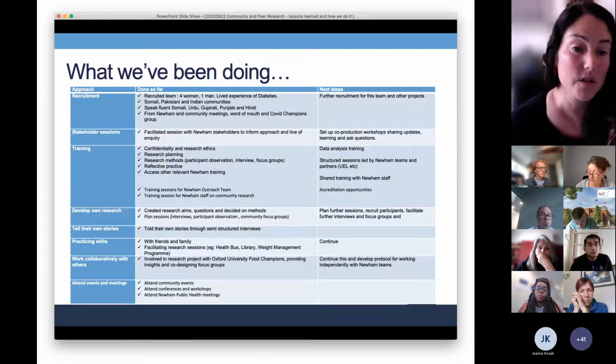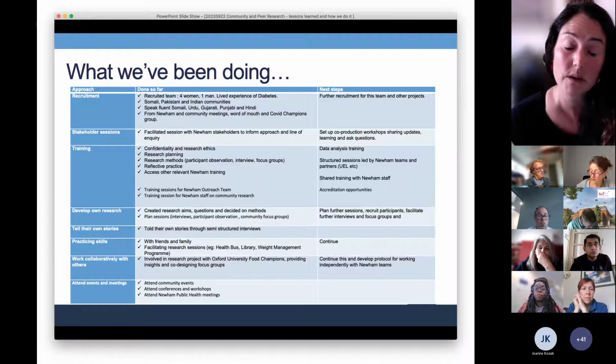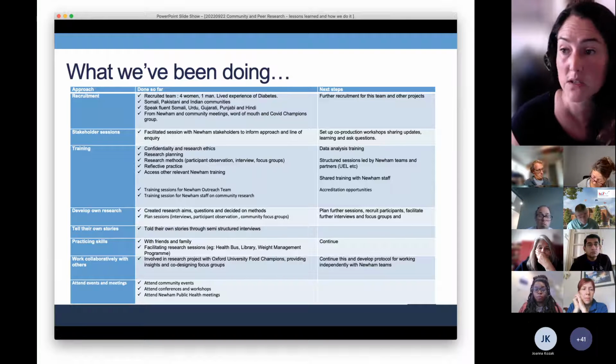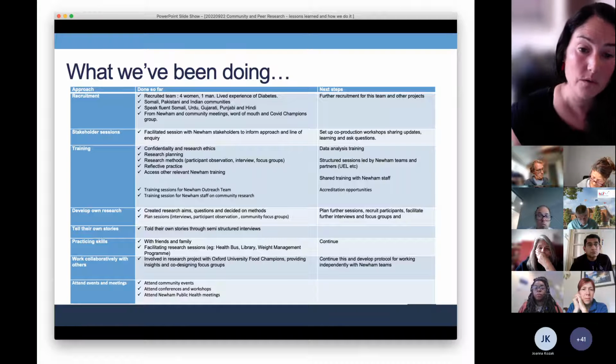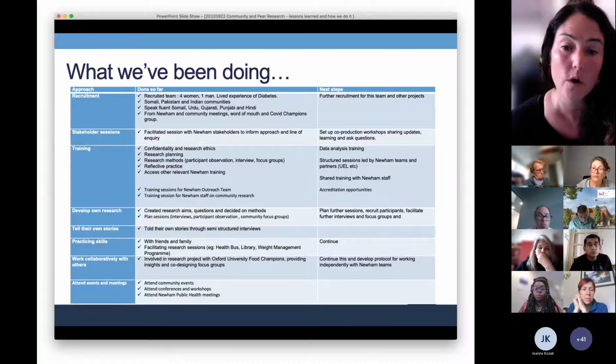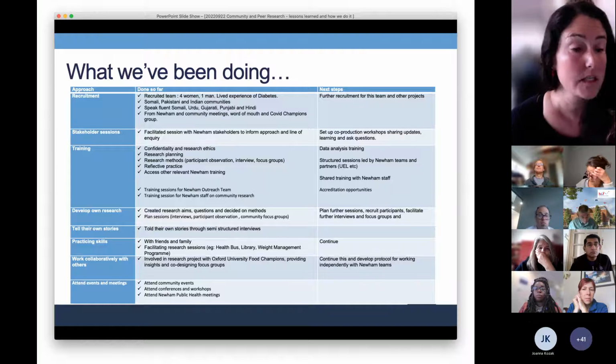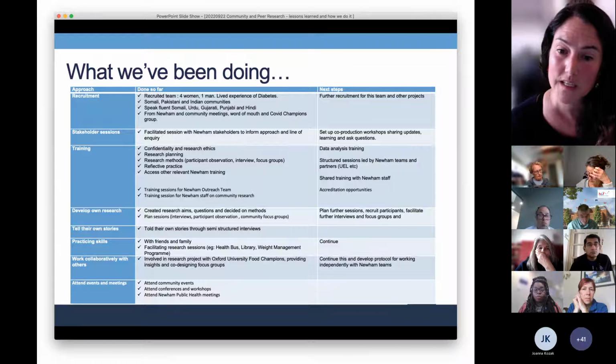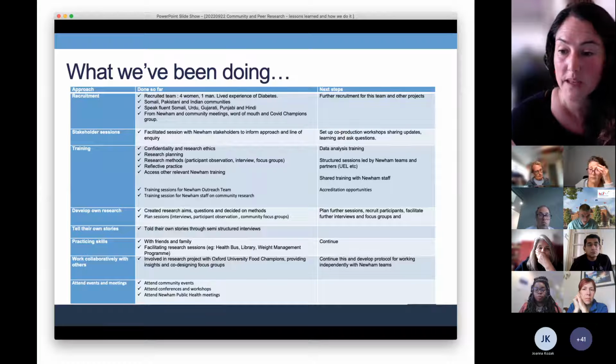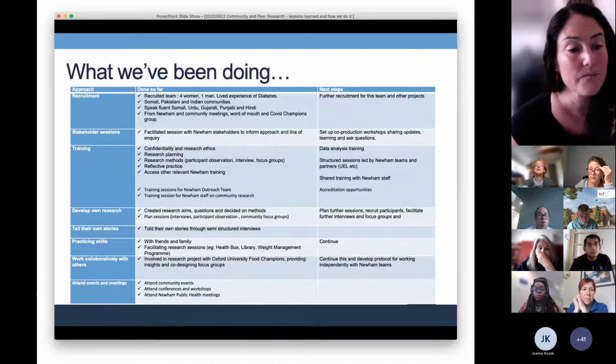We started very much within the community, so we facilitated some sessions with just generally people interested in diabetes and weight management in Newham, and they helped us to inform the general approach and the line of inquiry. That's something we'd want to continue doing, so in the future we'll probably set up some co-production workshops so that we can think about how we share the data that we're hearing about and involve people in that cycle.